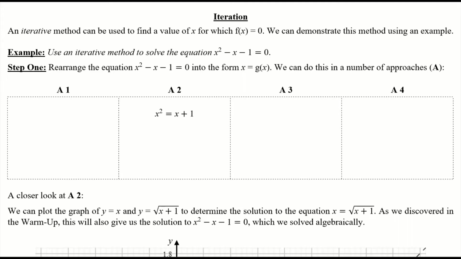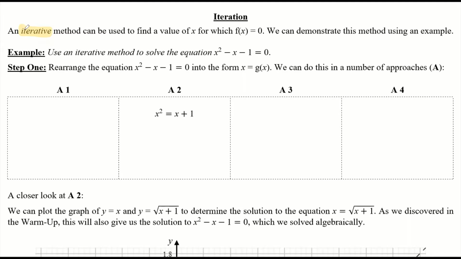So iteration, which you have met before, is a method. It's an iterative method, as we call it, and iteration can be used to find a value of x for which f of x equals 0. All right, and equations you can usually set up so that they're equal to 0 anyway, even if they're not initially written in that form. And we can demonstrate this method using an example.